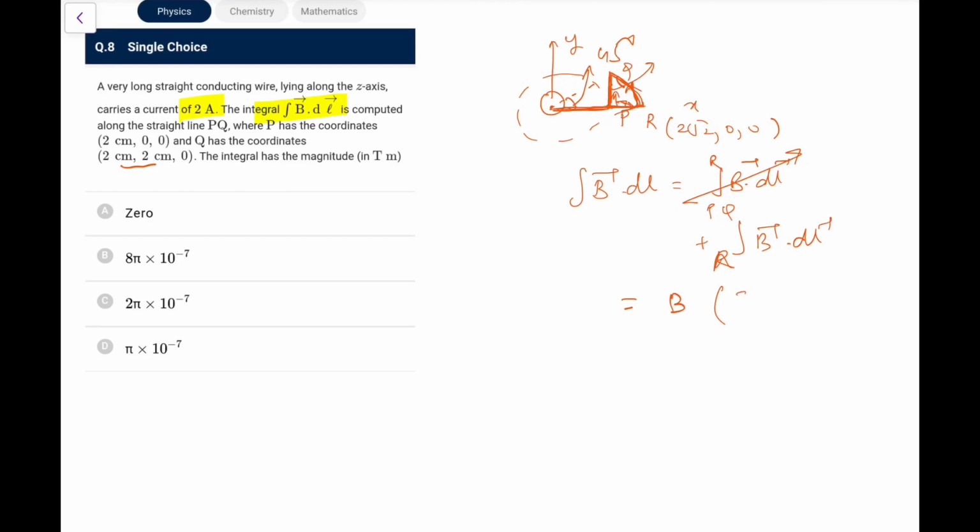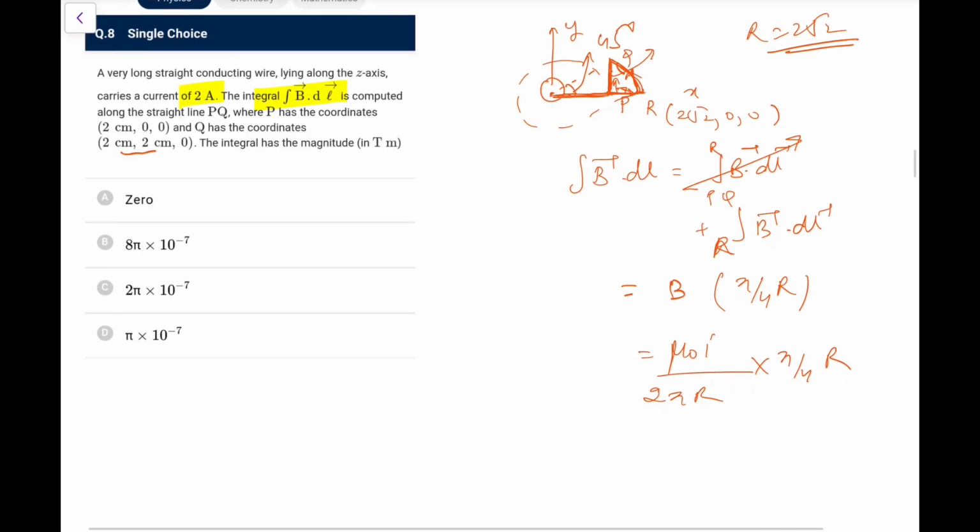So the length would be what we have, r theta, that is pi by 4 into r, and B would be mu naught I upon 2 pi r, and this capital R here would be 2 root 2, that I already told you of that point. So mu naught upon 2 pi r into pi by 4 r. If you do this, r goes, this is mu naught I by 8, and I is 2 ampere, so it is mu naught by 4, that is pi into 10 to the power minus 7. So I go for option D.